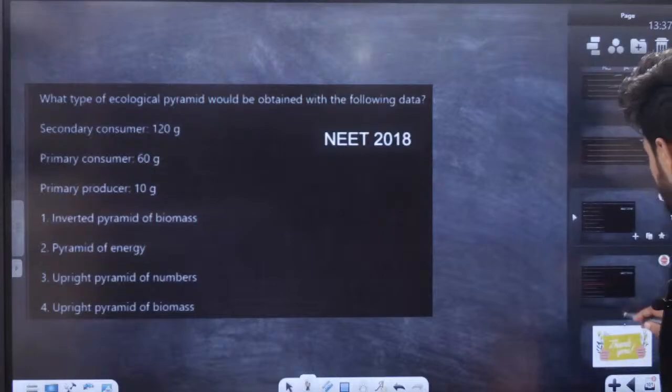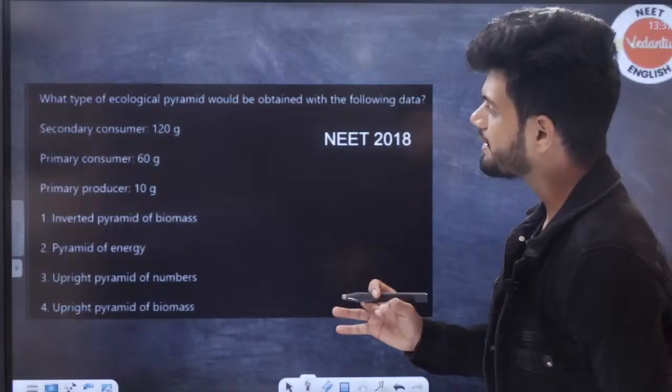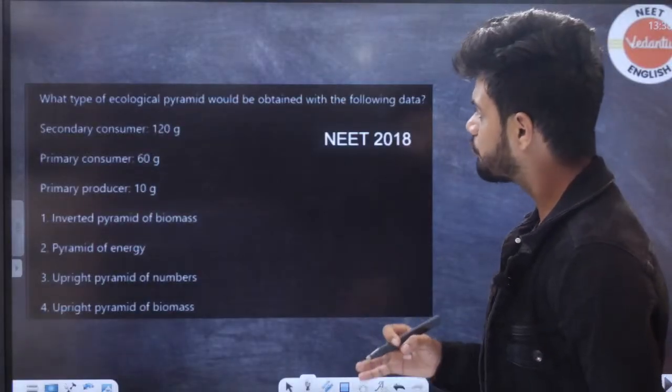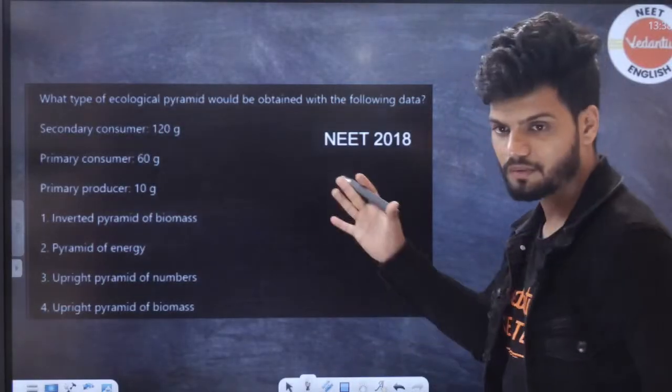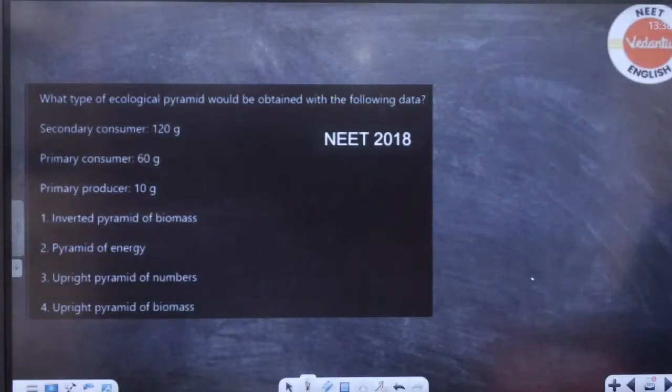Last question for students. Let's see who will solve first. What type of ecological pyramid would be obtained with the following data? I'll give you 20 seconds to solve this question. This was a very good question. You need to draw the pyramid and then answer. Last question on the board, students.